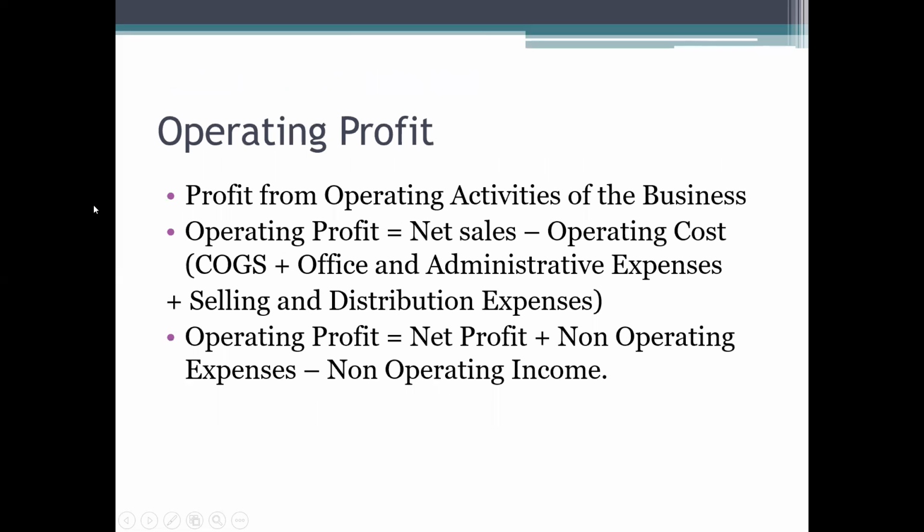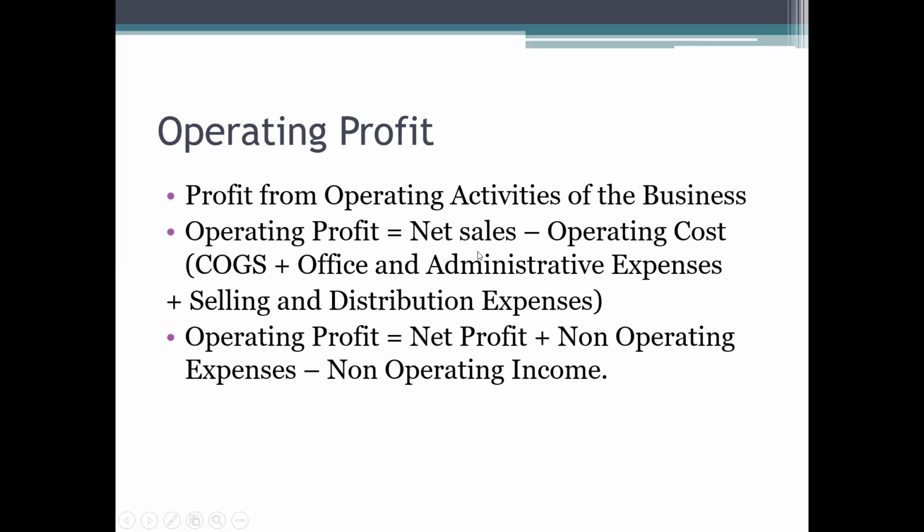Let's take this formula first, and then we will be doing certain practical problems. तब आपको ये और अच्छे से clear हो जाएगा. Operating profit is profit from operating activities of the business, है ना? तो जो business की main core activity है उसको run करके जो हमारा profit हो रहा है उसको हम operating profit कहते हैं. तो operating profit कैसे निकलेगा?